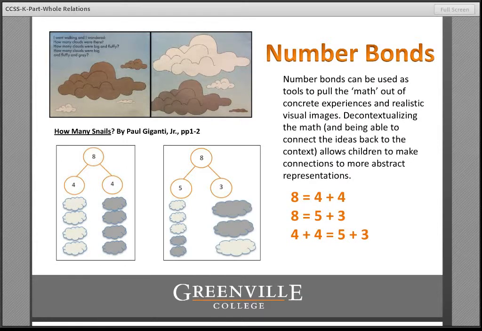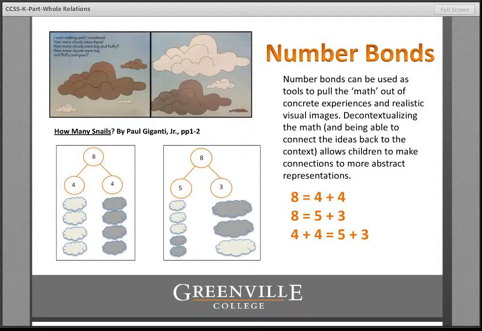The book How Many Snails by Paul Giganti Jr. is also another example. Not the only one, however. There's lots of rich math literature that lends itself to the use of number bonds and part-whole relationships. In this particular 2-page spread, you see an example with clouds. There are 8 clouds, so that's a number under 10.